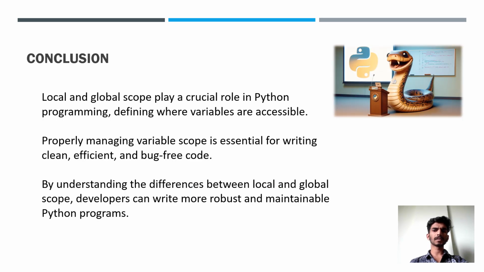Okay, let us conclude our video. Local and global scope play a crucial role in Python programming, defining where variables are accessible. Properly managing the variable scope is essential for writing clean, efficient, and bug free code. By understanding the difference between the global and the local scope, developers can write more robust and maintainable programs. So by knowing this, we can write error free code, and we have an idea about the local and global scope and how they are used.